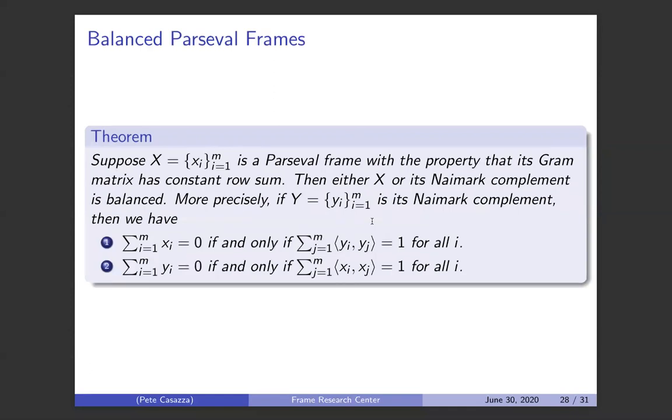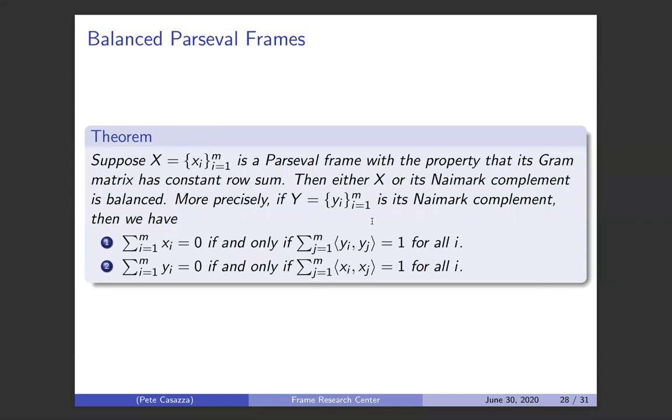Suppose X is a Parseval frame with the property that its Gram matrix has constant row sum. I don't know why I didn't use our notation for that. Then either X or its Naimark complement is balanced. This is the result that surprised me. Even now, intuitively, I don't know where this comes from. We have a Parseval frame with the property that its Gramian matrix has constant row sum. Then either X or its Naimark complement is balanced.